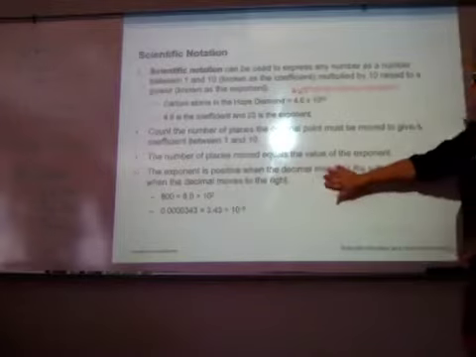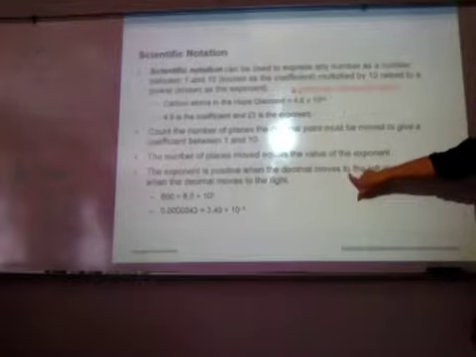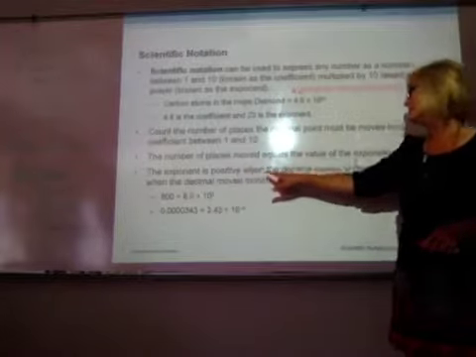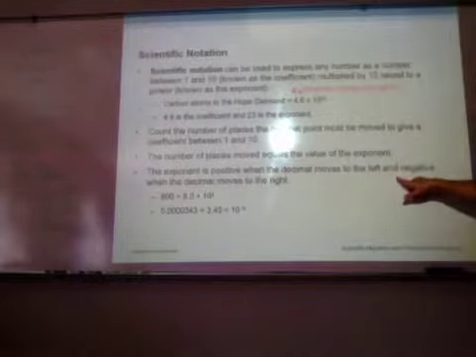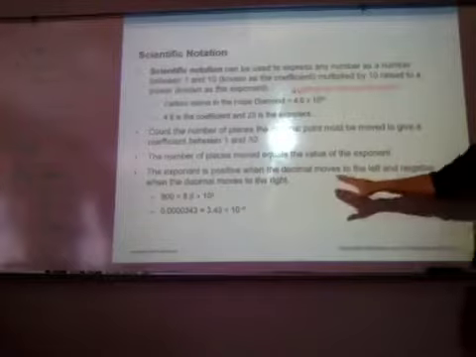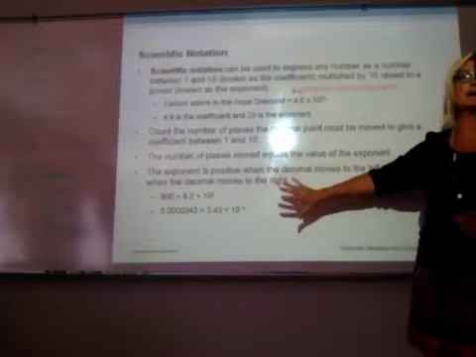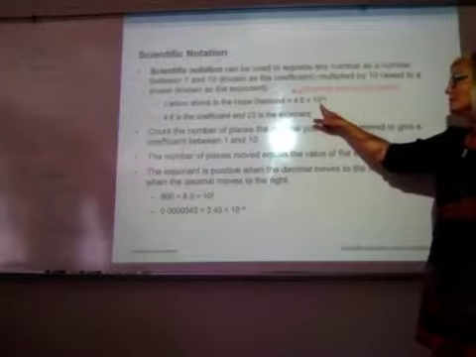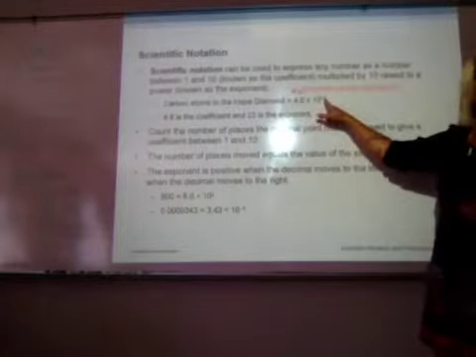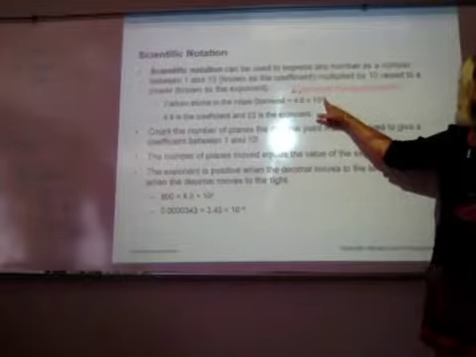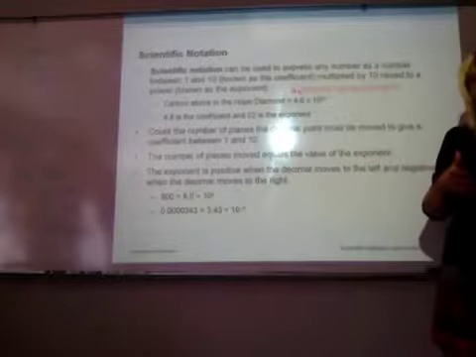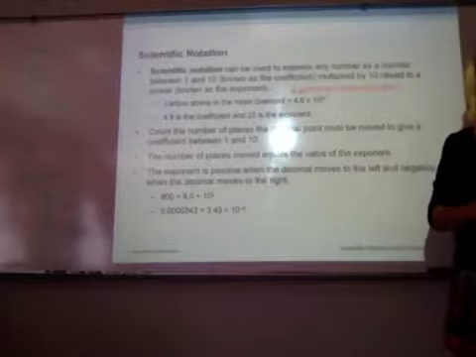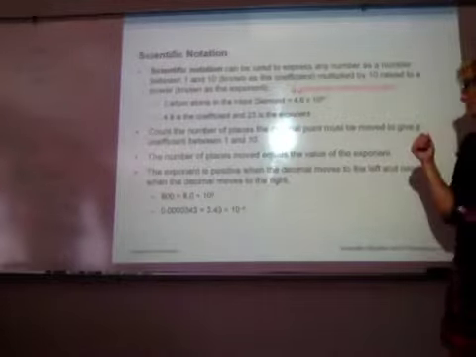Okay, here, this part right here is important. The exponent is positive when the decimal moves to the left, and it's negative when the decimal moves to the right. So there's a couple of things that you're going to want to remember. If I have a big number, you're going to have a positive exponent. If I have a decimal number, a small something less than 1, you're going to have a negative exponent.